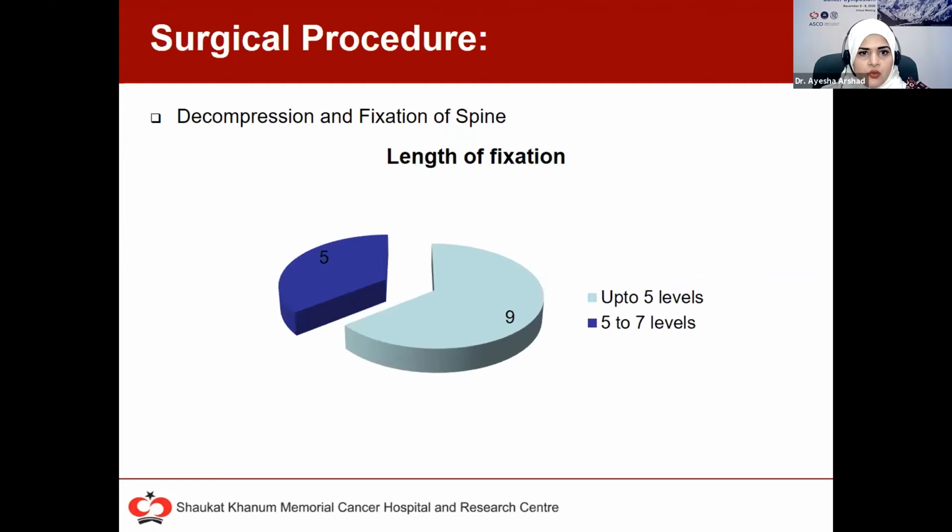So what did we do for these patients? The procedure that we have been following is decompression of the cord at the cord compression level and fixation of the spine for stabilization. The length of fixation varies from case to case. Of course, I'm sure all spine surgeons will understand that. In our case, about one-third of the patients got a spinal fixation of 5 to 7 levels. Most of the patients had fixations up to 5 levels.